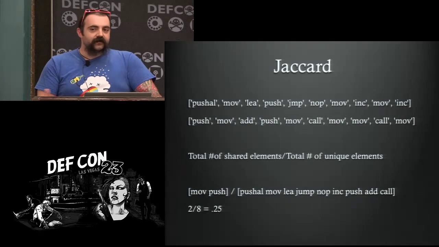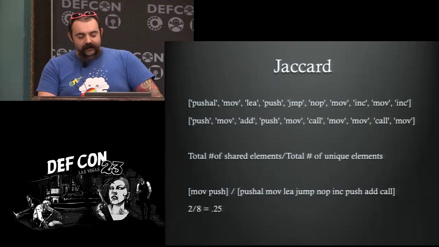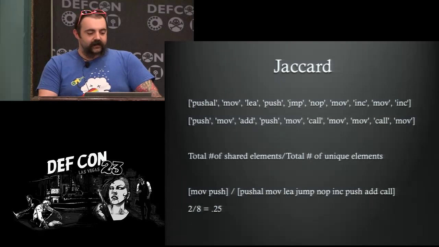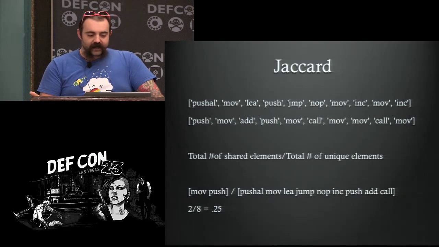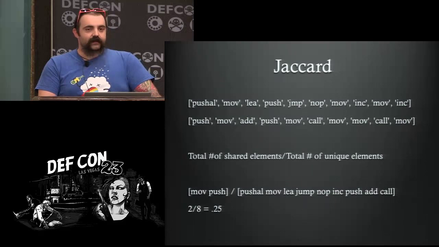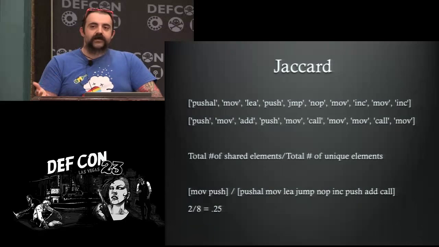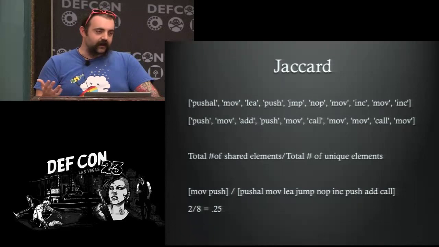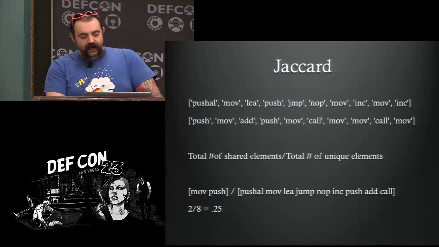The easy way of computing Jaccard distance is to take the total number of shared elements and divide it by the total number of unique elements, and that's your distance. So in this case, it's mov and push, which is 2, divided by the other set, which is 8, and you get 0.25. So as far as set membership is concerned, these two things have a distance of 0.25. And while okay, it just didn't quite feel right.